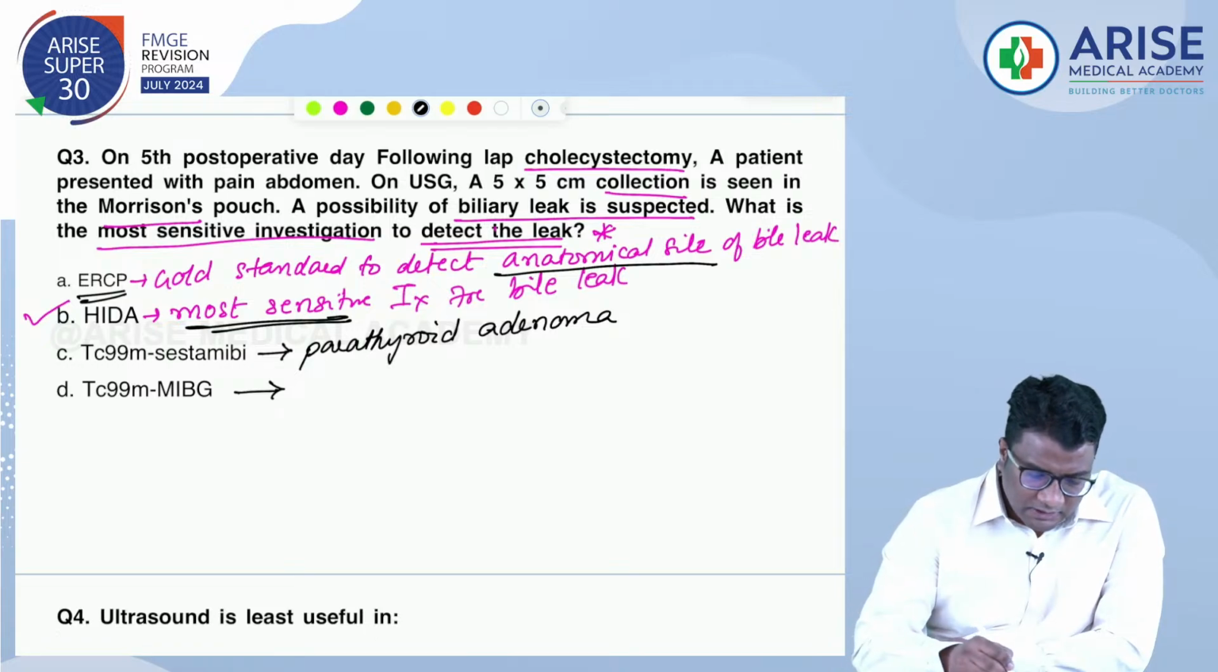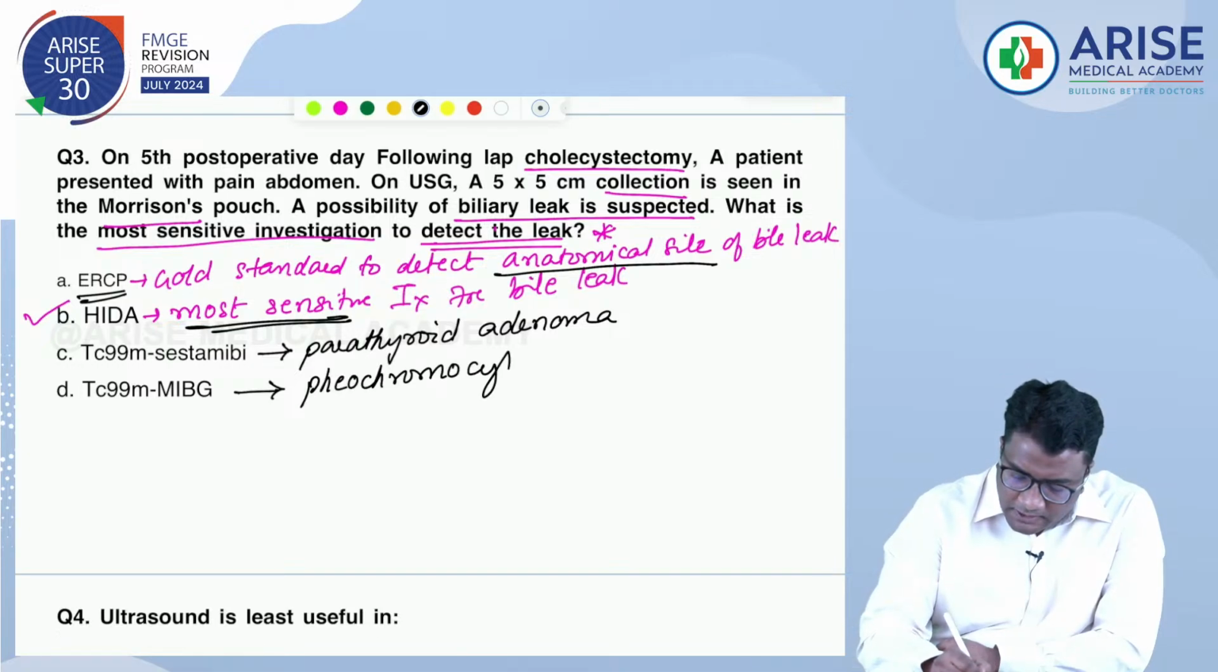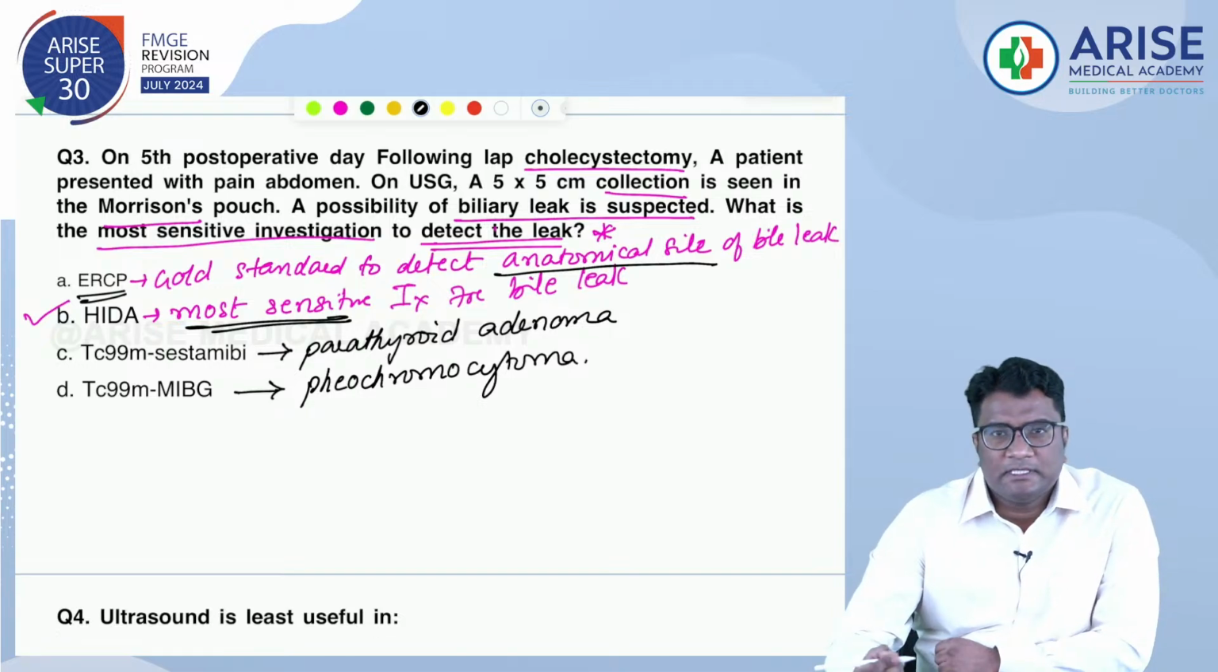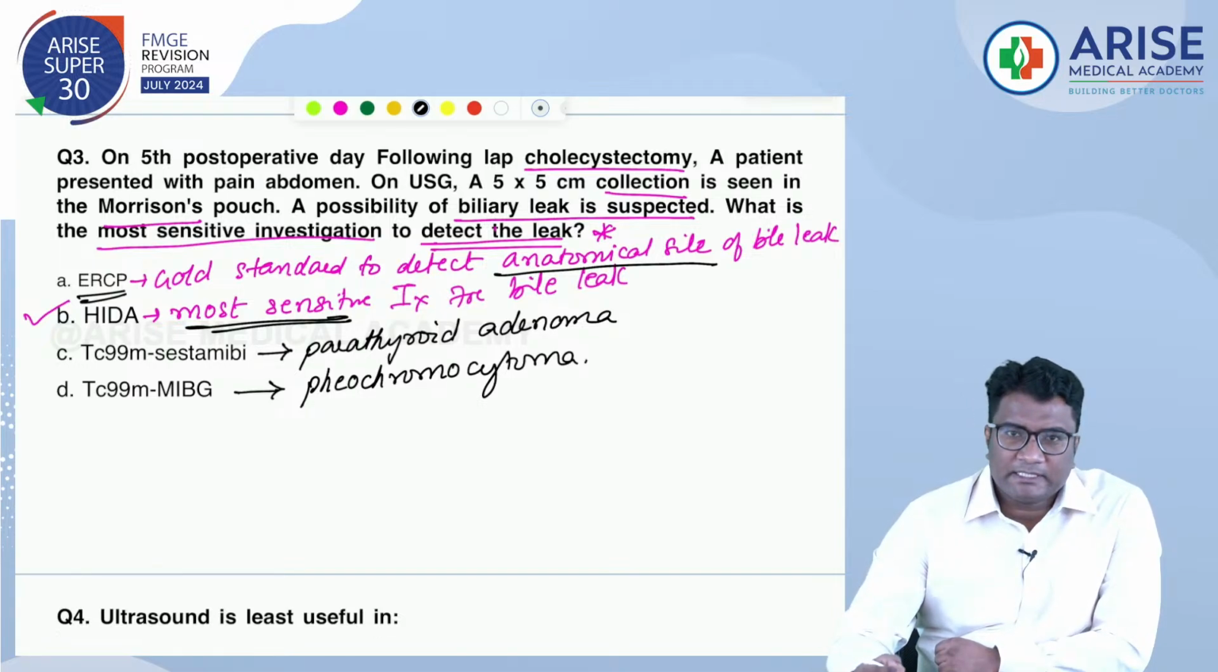Looking at your answers, MIBG scan. Very good, Anishul. This is for pheochromocytoma. So remember these important ones. These are some important nuclear scans that we have, right? Sestamibi scan for parathyroid adenoma and MIBG scan for pheochromocytoma.